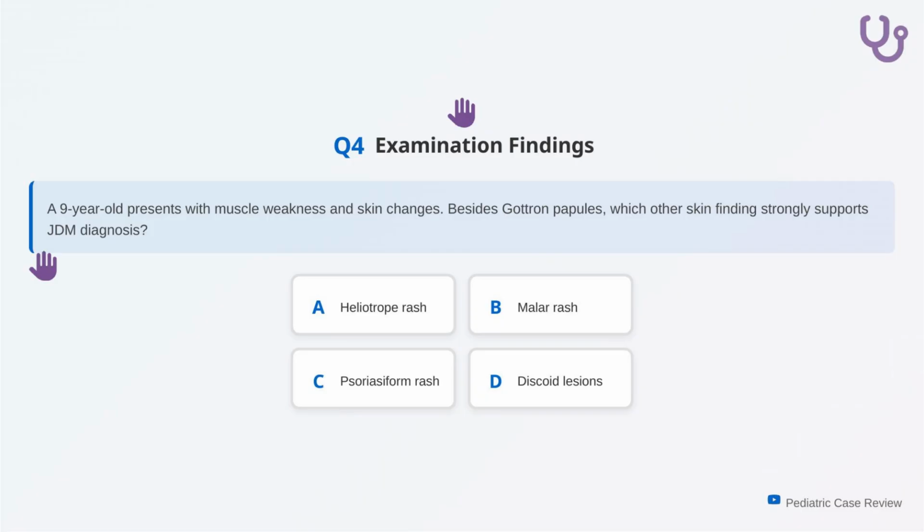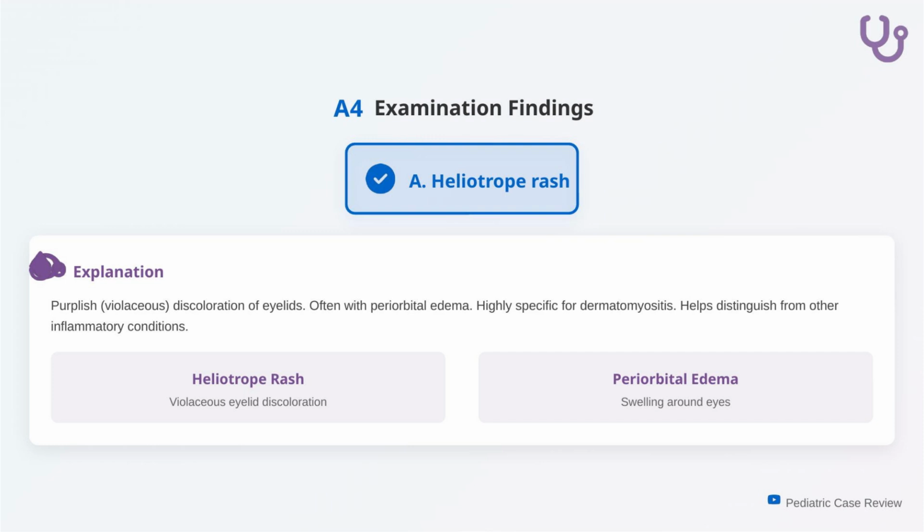A 9-year-old presents with muscle weakness and skin changes. Besides Gottron papules, which other skin finding strongly supports juvenile dermatomyositis diagnosis? A. Heliotrope rash. B. Malar rash. C. Psoriasiform rash. D. Discoid lesions. The correct answer is A.